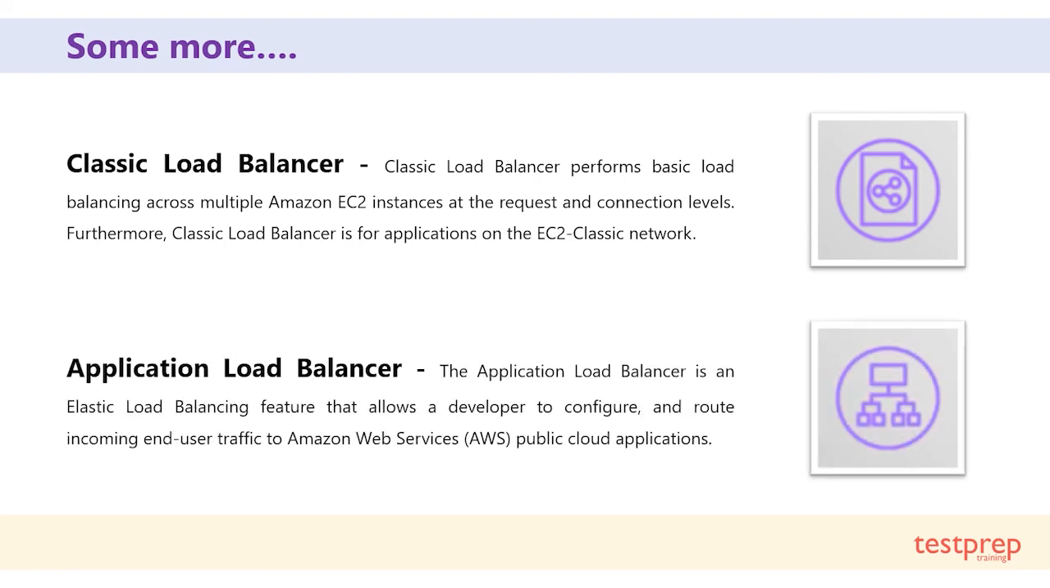Next, Application Load Balancer. The Application Load Balancer is an elastic load balancing feature that allows a developer to configure and route incoming end-user traffic to Amazon Web Services public cloud applications.